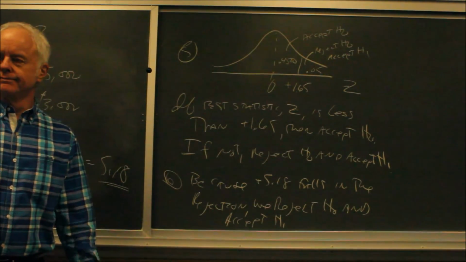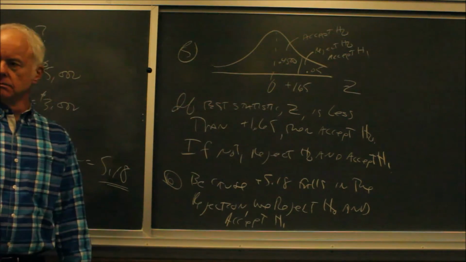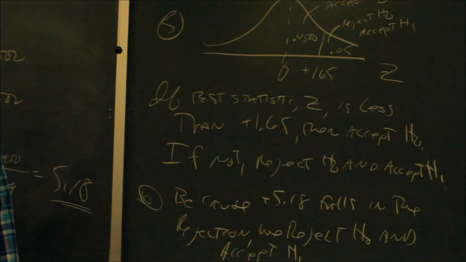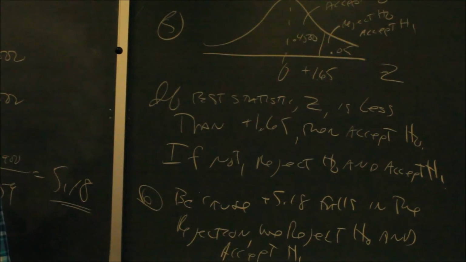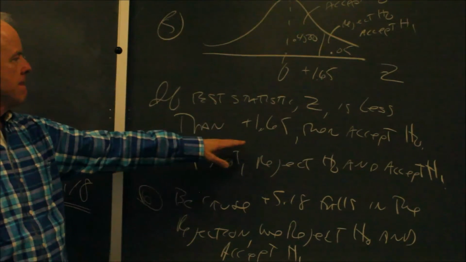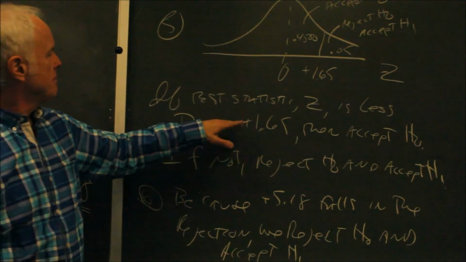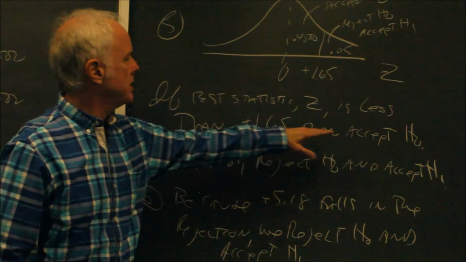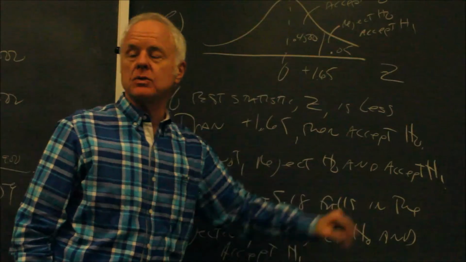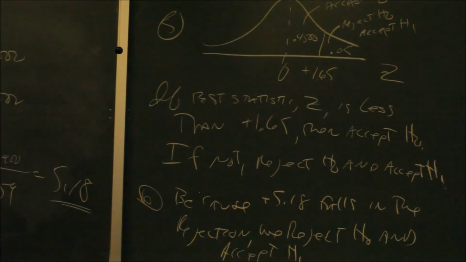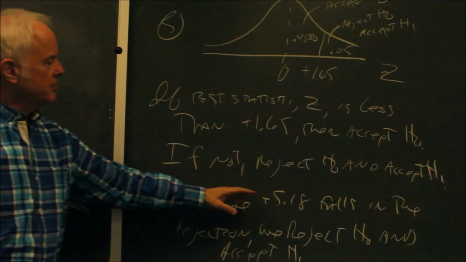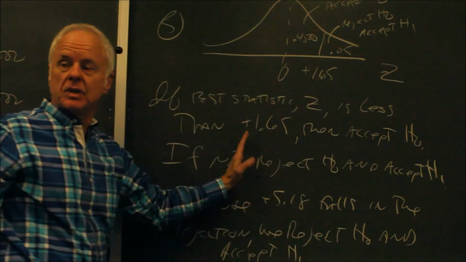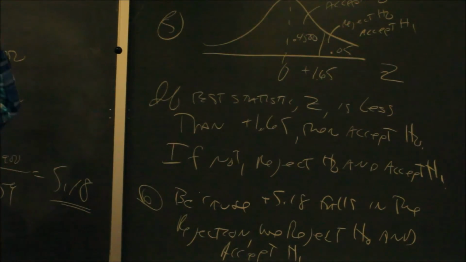When you had said it first, you said if it's less than 1.65, accept H0, and if it's not, reject H0. It says if the test statistic is less than, then accept H0. If not, reject H0 and accept H1. All right, so that's what we're doing. The 5.18 is to the right, so we did what this says: reject H0 and accept H1, and then you go back, you reject H0, you accept H1, and that's whatever it is.